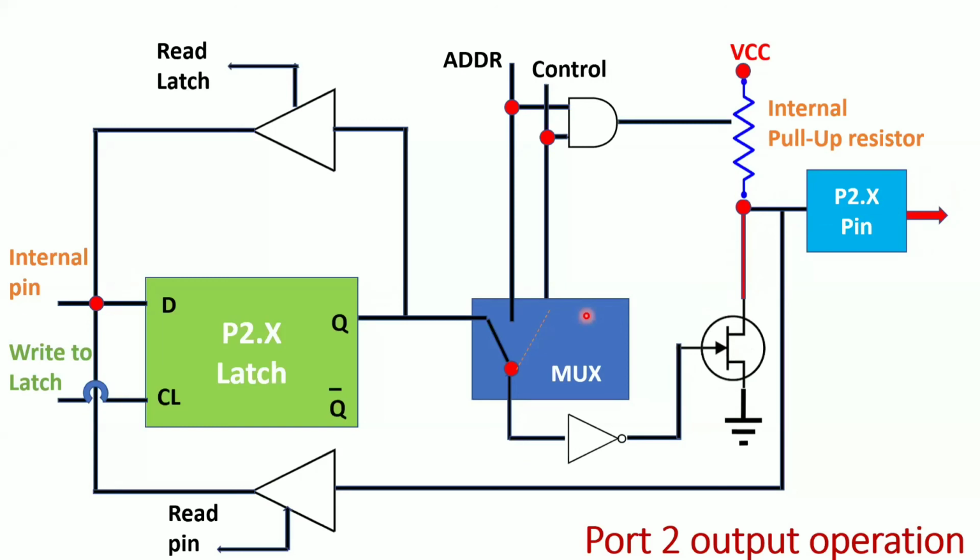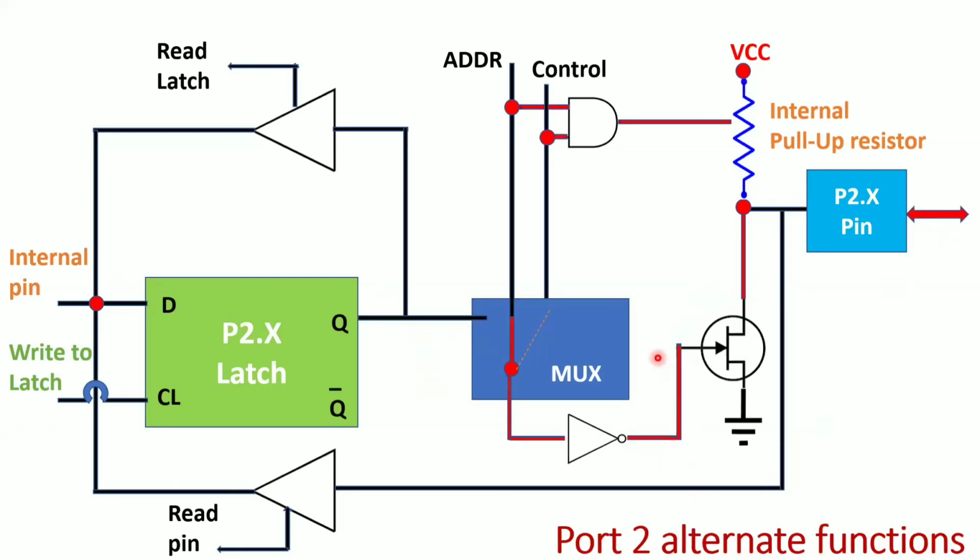And coming to write 1. When I want to send 1, what do I need to do? I will apply the latch and send 1, with the control signal still 0, because I'm not using it as an address bus. When I'm getting 1, the inverted output is given to the transistor, and the transistor gets 0. So 0 means off. Whenever it is off, the VCC will directly go to your output. VCC means 5 volts, and 5 volts means 1. That means I am sending 1 to the output port. This is your port 2 output operation.